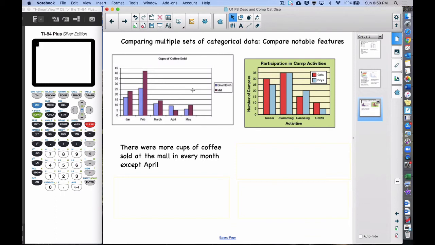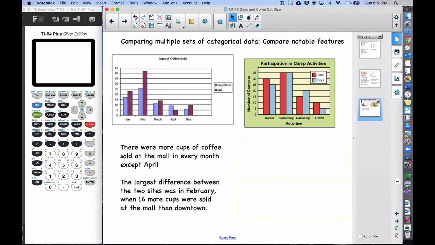So that's an important comparison because it's pointing out that the mall was taller in every single month except this month here. So that's pretty notable that this is the only time it happened. You could also say the largest difference between the two sites was in February. February had high sales for both, and you could point that out too. But that's also where we see the largest difference in sales. There was a 16-cup difference between those two in that month of February.